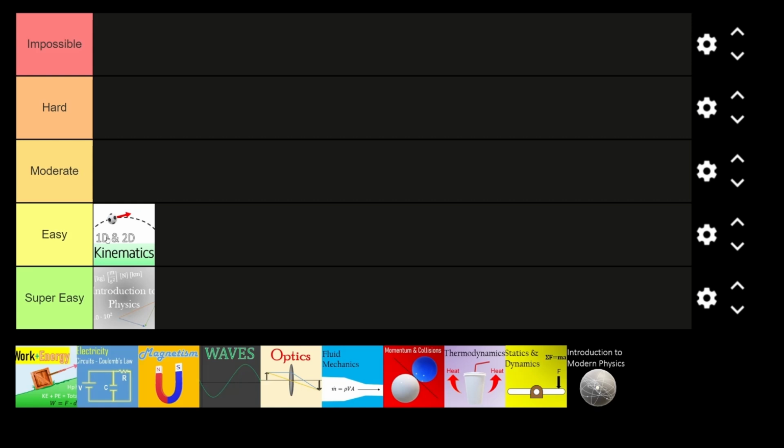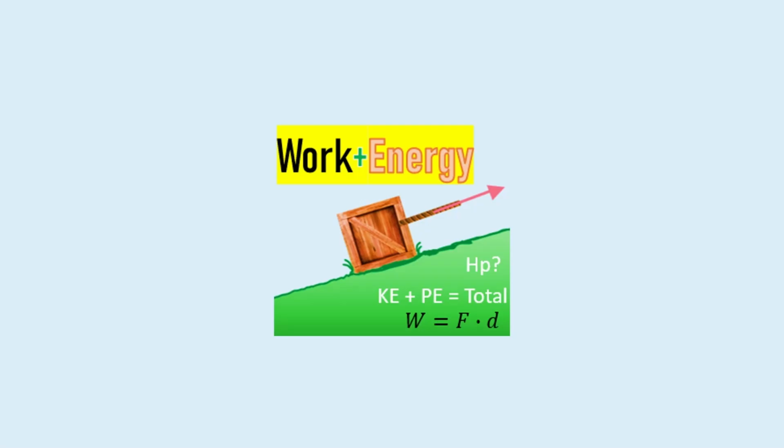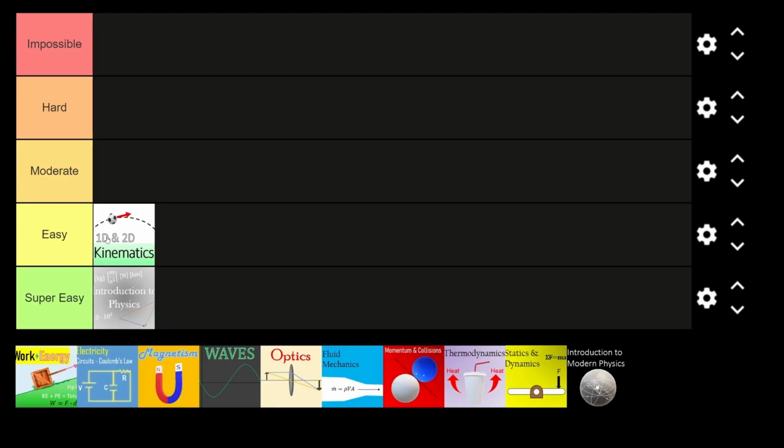Right, so let's get to the next one. Work and energy. So, Donny, why don't you introduce this one for everybody? Well, work and energy is when you have the kinetic energy and the potential energy that's equal to the total, and it also talks about the force and how much work could be done in a force and distance manner.